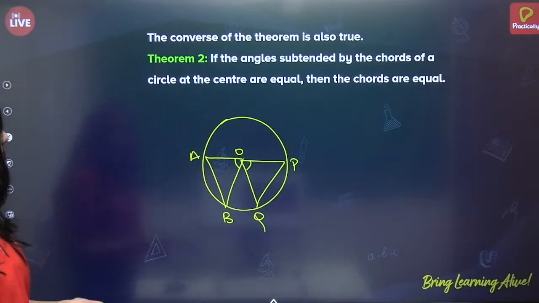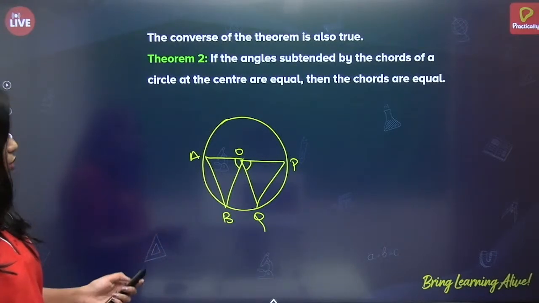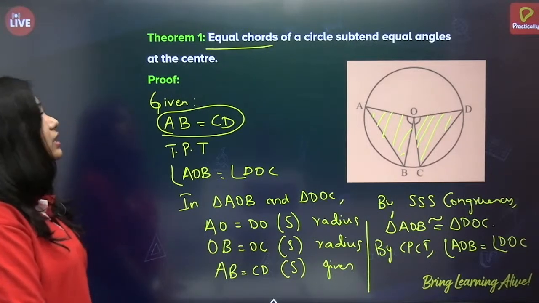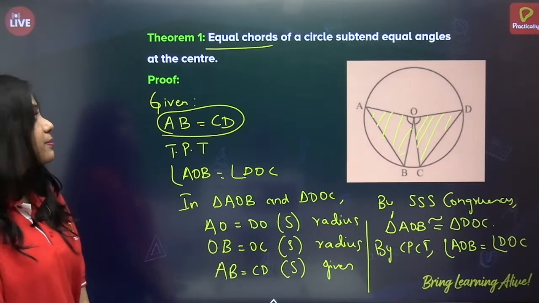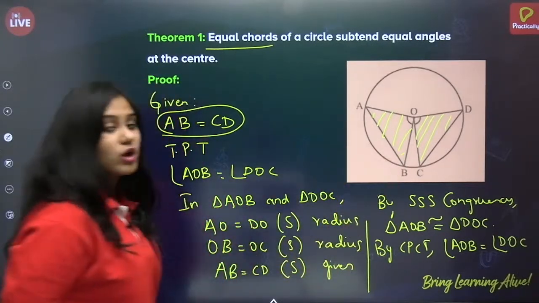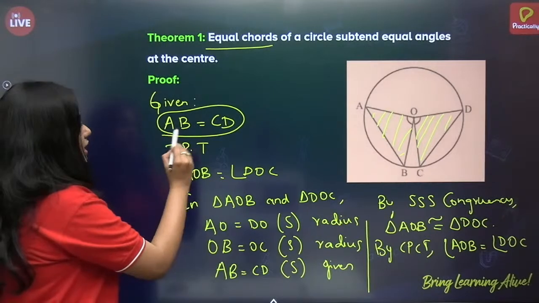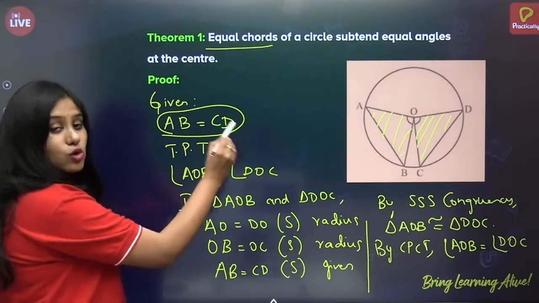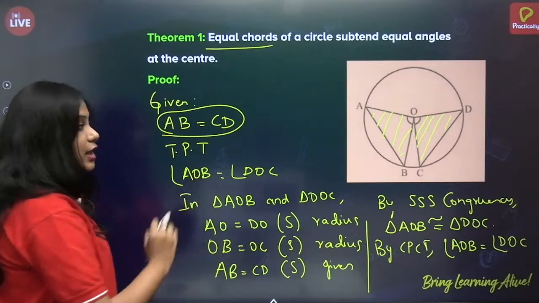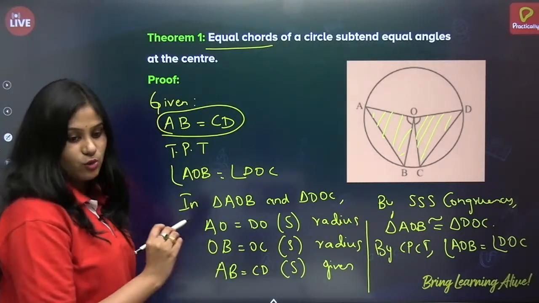Okay, I'll repeat again. So, we have just seen the first theorem. What is it? Equal chords of a circle subtend equal angles at the center. So, here we have the picture. What is given to us? That is AB is equal to CD. That is, chords are equal. What do we have to prove? To prove that angle AOB is equal to angle DOC.